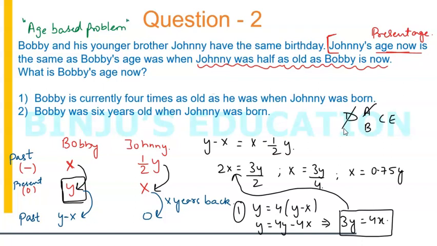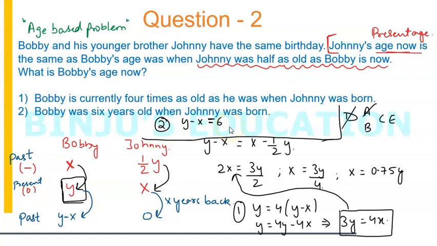Second statement: Bobby was 6 years old when Johnny was born. So Bobby was 6 years old when Johnny was born. So x years back, the age of Bobby was 6. So if I use statement 2, where should I write? I'll write the statement 2 conclusion here itself. Bobby was 6 years old, so we can say that y minus x is equal to 6.